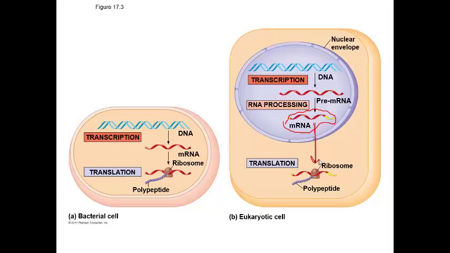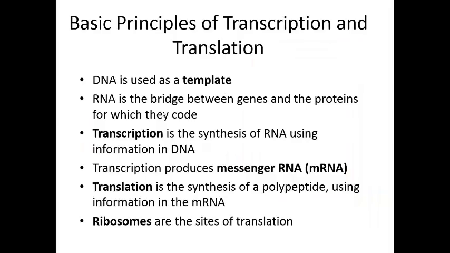RNA is going to be an important part of protein synthesis because RNA, like it says here, is the bridge between genes and the proteins that they code for. There are multiple types of RNA that we're going to see during protein synthesis. You have mRNA, or messenger RNA, that we just saw. You have tRNA, which is transfer RNA, and you have rRNA, which is ribosomal RNA.